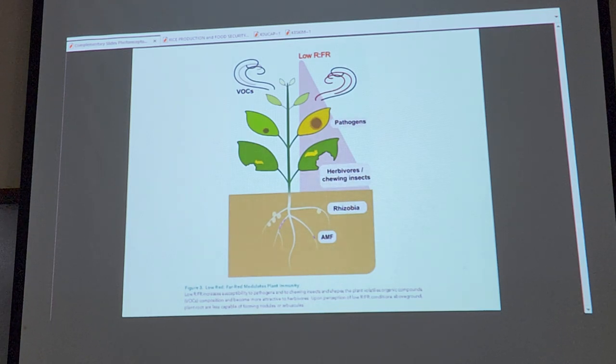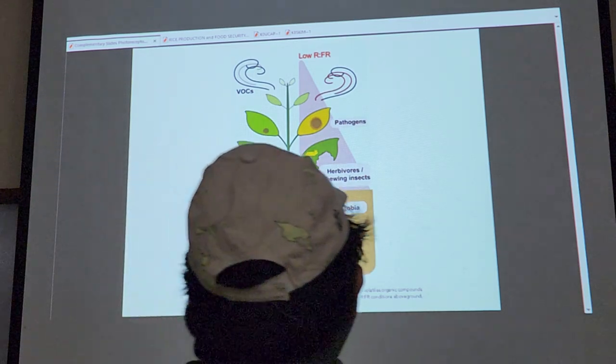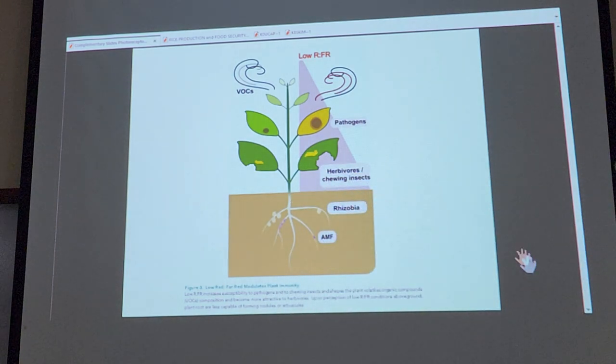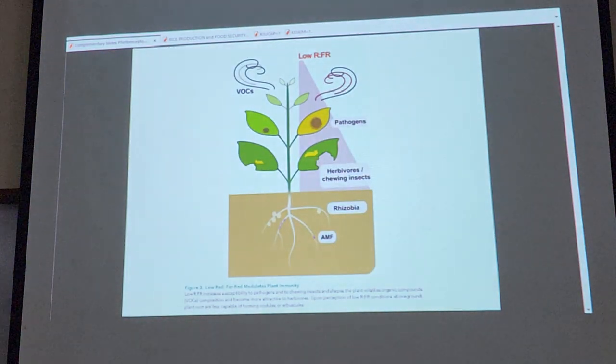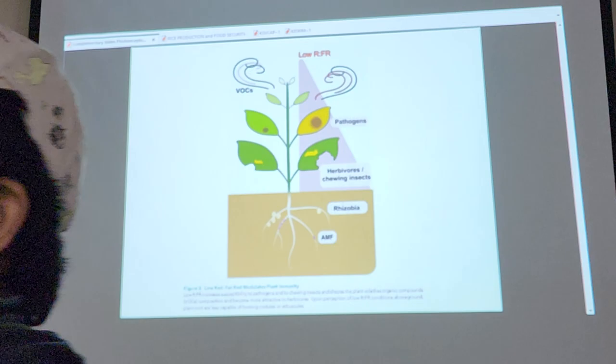So you have VOC, your volatile organic compounds, and then you have your pathogen attack, you have your herbivory chewing attacks. Low red to far red, meaning high far red, right? Will it make things worse or otherwise? Yes, it makes it worse. So maybe it's some idea to you. Maybe to improve plant immunity, you need to give a bit more of this red light. Is it true or not?